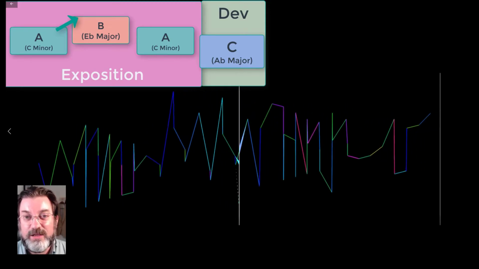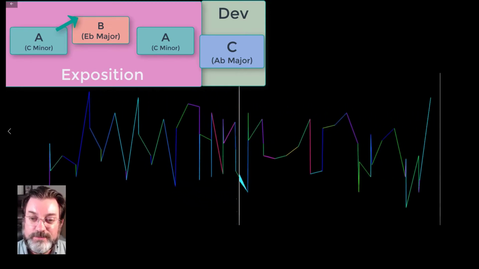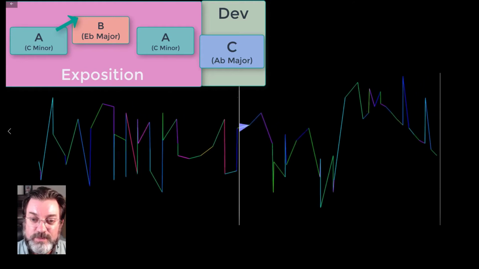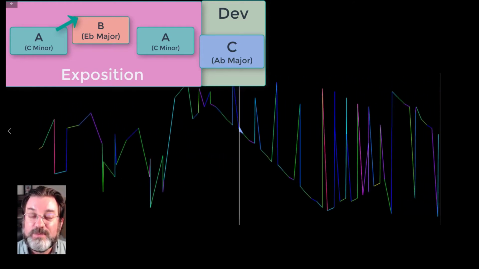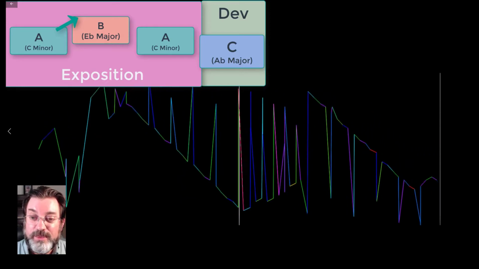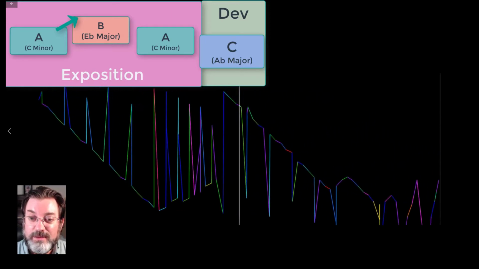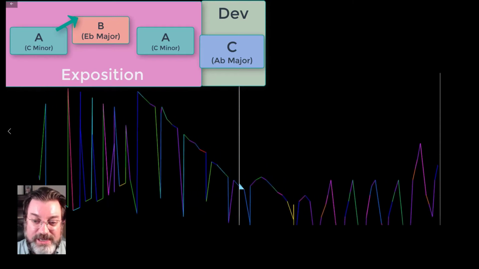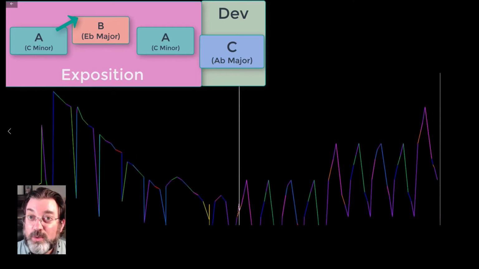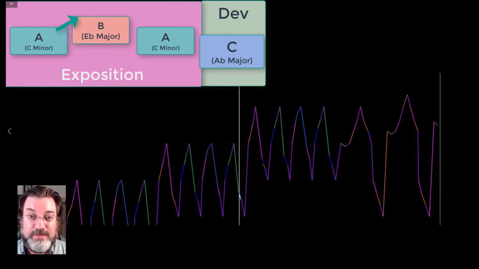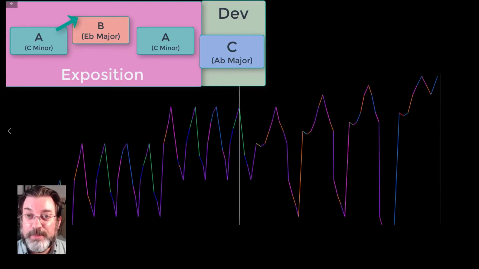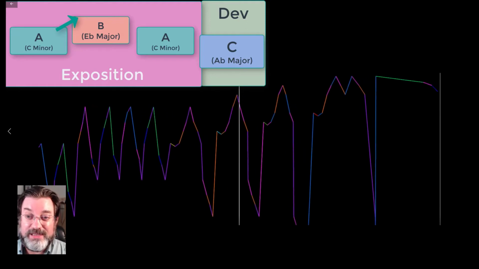We have this high-low call and response going. A little bit of contrast. Here's that high-low theme again. And starting here, we get a build-up of a G7 chord. That is the dominant of C minor. What that's doing is it's preparing the re-arrival of the A section.